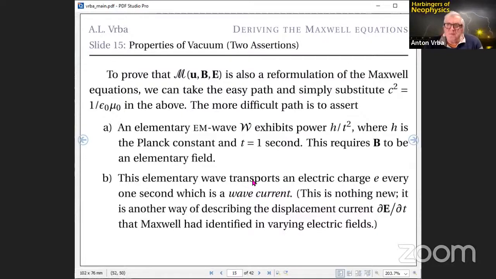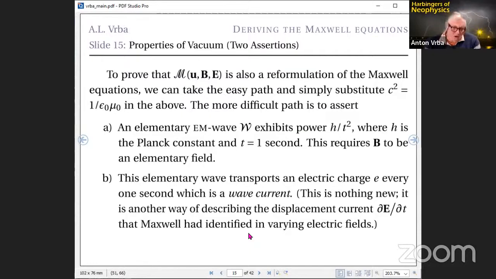This requires B to be an elementary field of both. And then I make the second assertion: that an elementary wave transports an electric charge E every 1 second as a wave current. This is nothing new. This wave current is exactly what Maxwell described as a displacement current.